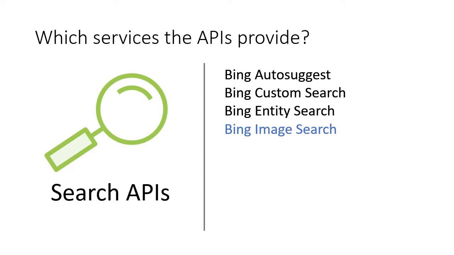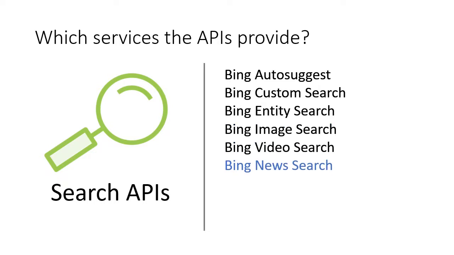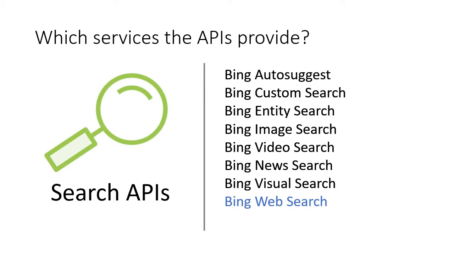In case you need to provide search capabilities to your applications, you can leverage the Bing Image Search to search for images, or the Bing Video Search to search for videos, or even the Bing News Search to search for news. Also, instead of using textual search, if you want to perform search using an image, you can use the Bing Visual Search.